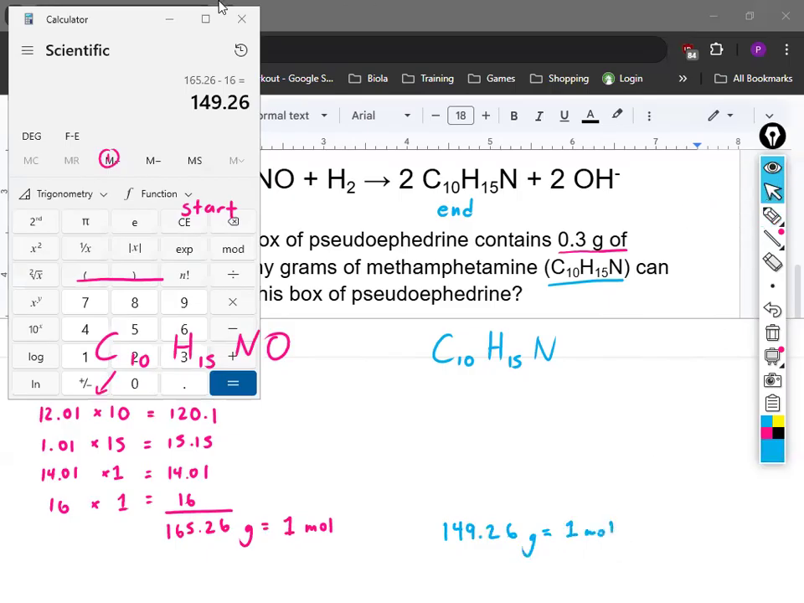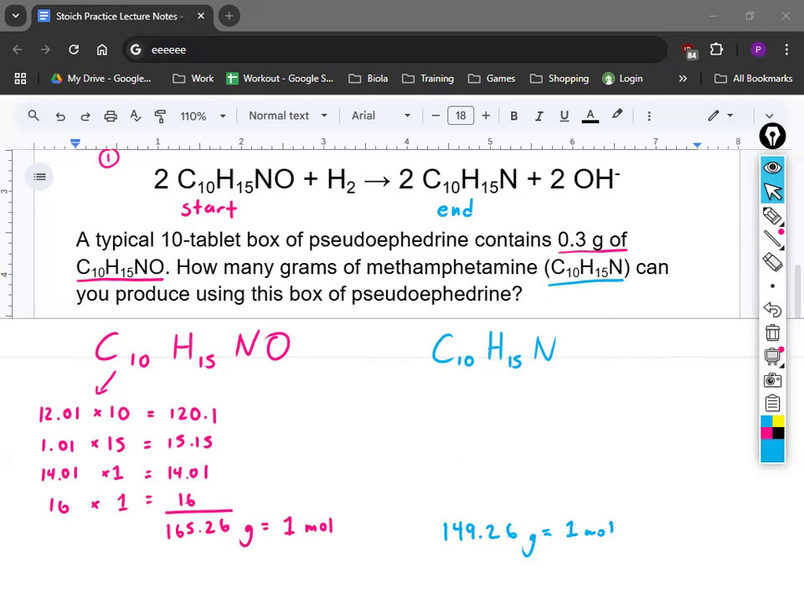All right, so those are the first 2 steps that we can do before we do the math, and now we can just plug it into the fraction setup, and we can finish up our stoichiometry. But I'll pause right there. Any questions on molar mass?